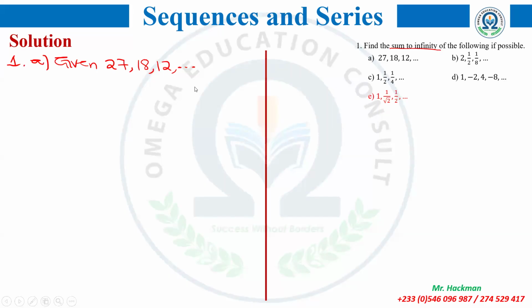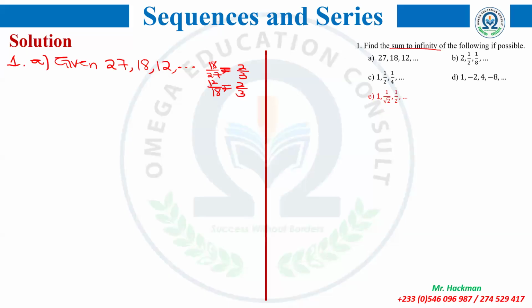So for a GP, we are going to divide. Our second term, which is 18 over 27, what would this give you? 2 over 3. Then let's go to the next pair, so we are going to get 12 over 18. What would that give you? 2 over 3.